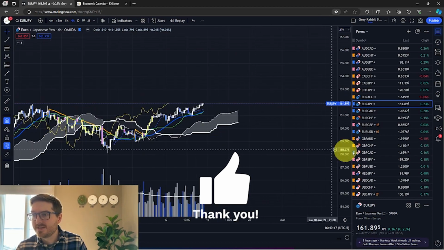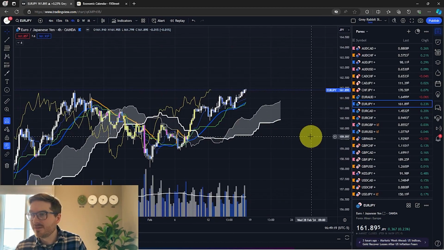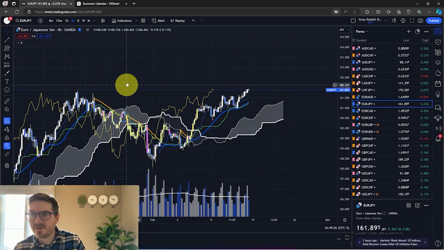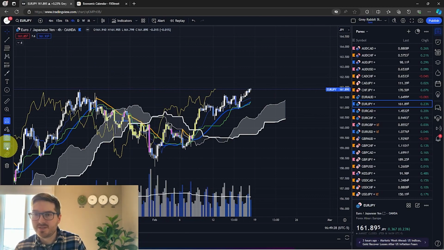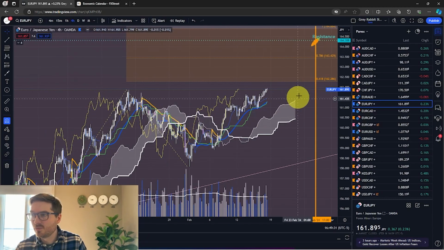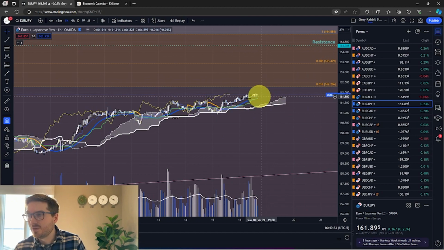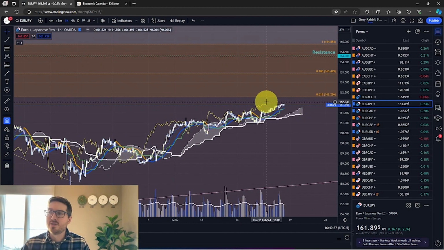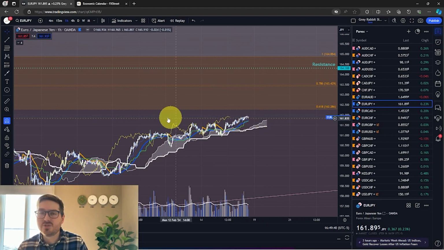So yeah, guys, this is a really nice trend on the 4-hour. Everything's pointing up pretty much. We just need to break a little bit higher off this resistance level. But this is a good trend here on the 4-hour. And let's take a look at the 1-hour. Yeah, and the 1-hour too. So guys, this could be a really good pair to trade this week. This is Euro Japanese Yen.